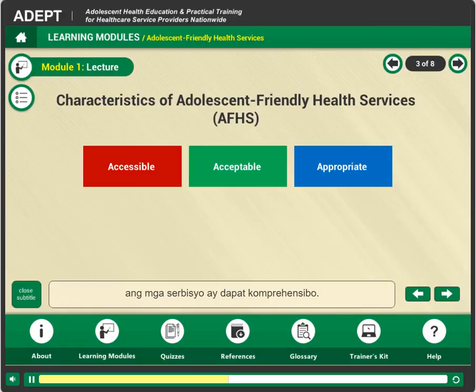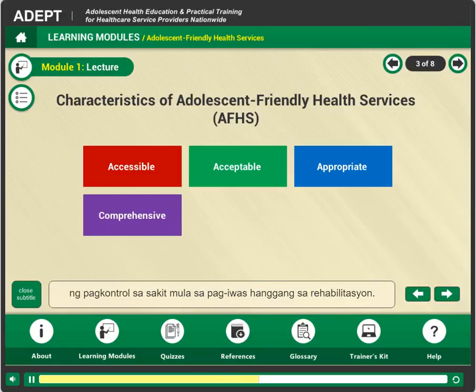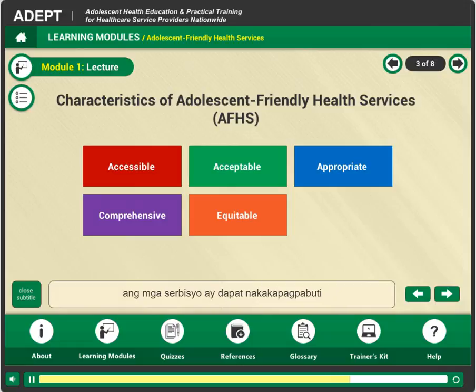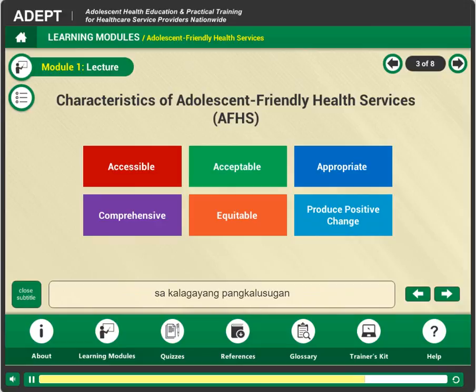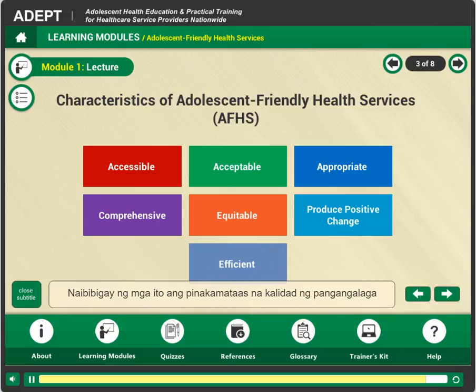Fourth, services have to be comprehensive. The care provided should cover all aspects of disease management from prevention to rehabilitation, and the psychosocial aspects of care are also considered. Fifth, services have to be equitable. They should be provided to all people who need them. Sixth, services have to produce a positive change in the health status or quality of life of the adolescent. In other words, they have to be effective. And lastly, services have to be efficient. That is, high-quality care is provided at the lowest possible cost.